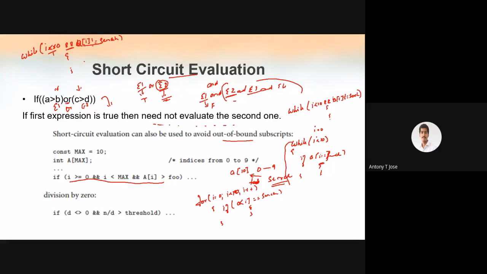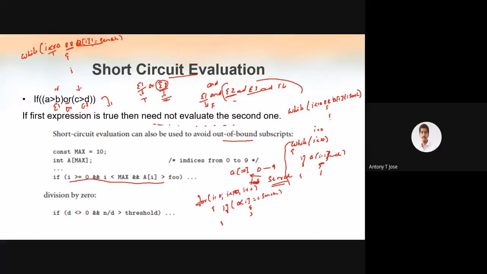For I equal to 10, what happens is it will check whether I less than 10. The condition is false. Since this is not short circuit evaluation, it won't stop with this. It will move to the next expression and evaluate it. So even if this is false, it will evaluate the next expression. It will check A of I. What is A of I? A of 10.